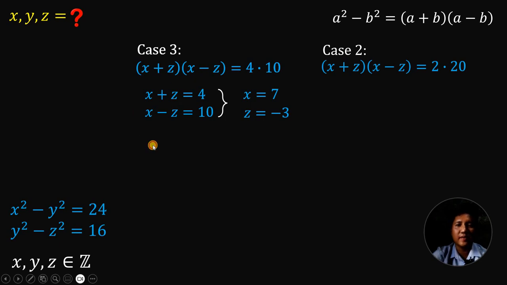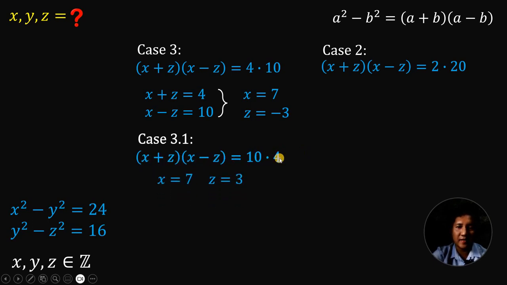Now, let's continue. Case 3.1: we have x plus z multiplied by x minus z equal to 10 times 4. It follows that in this situation, x plus z equals 10 and x minus z equals 4. Doing the same thing as in case number 3, we get the value of x equals 7 and z equals 3.